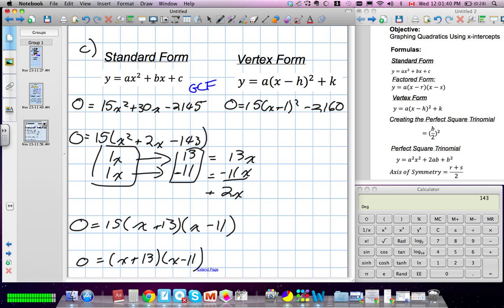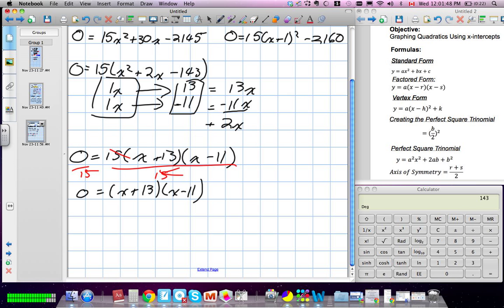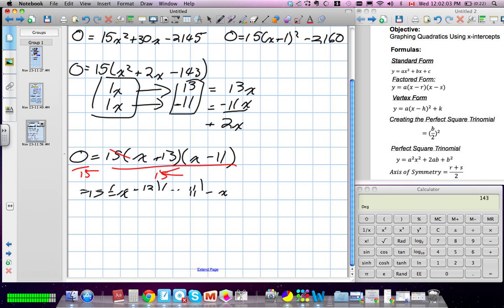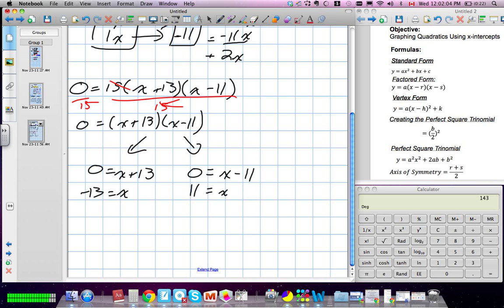Just as a quick side note in case you were confused. Yeah, you'll need to know this. We're going to split the equation. 0 is equal to x plus 13. 0 is equal to x minus 11. x is negative 13 or x is 11. So I have two answers, negative 13 and 11.